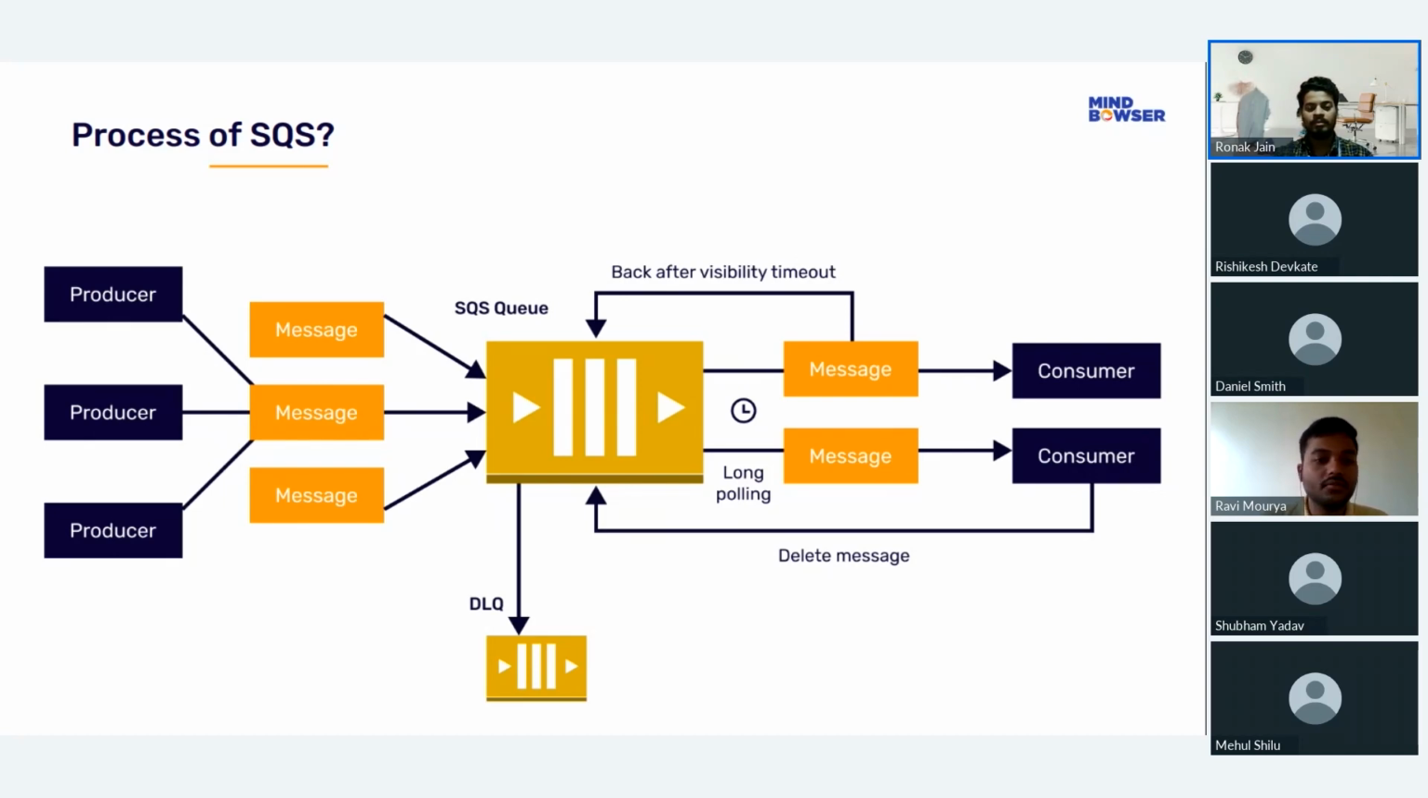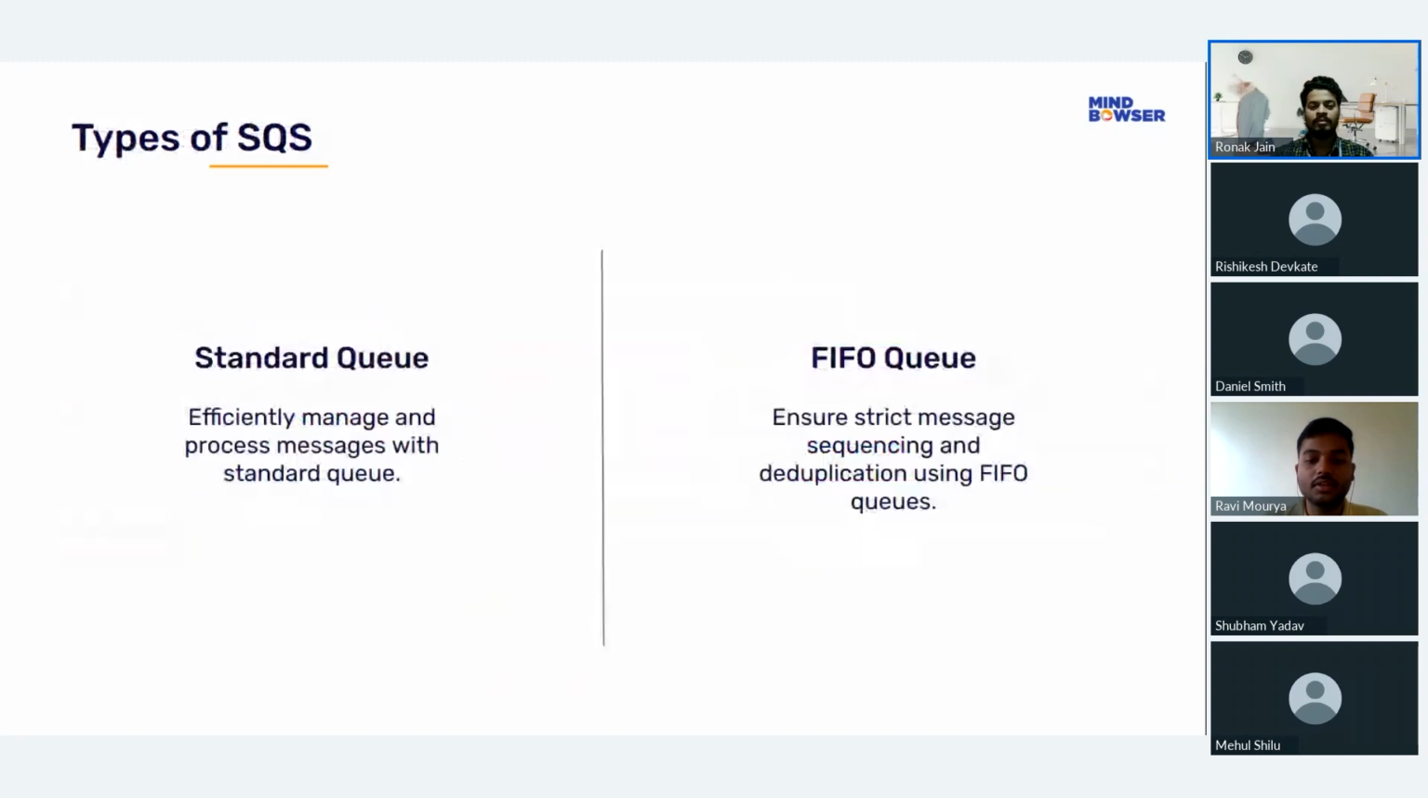So next we have types of SQS, I guess. Yes. So there are two types of queues. First is the standard queue and second is the FIFO queue. Standard queue is all about delivering messages quickly and efficiently, and FIFO queue is all about ensuring that messages are delivered exactly in the same order as they were sent, one after the other.